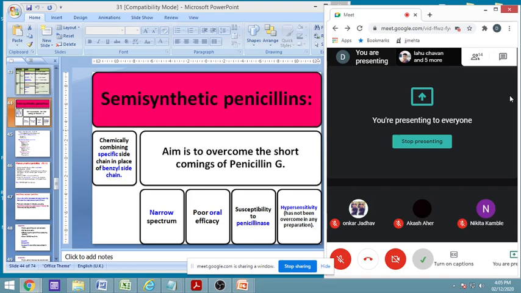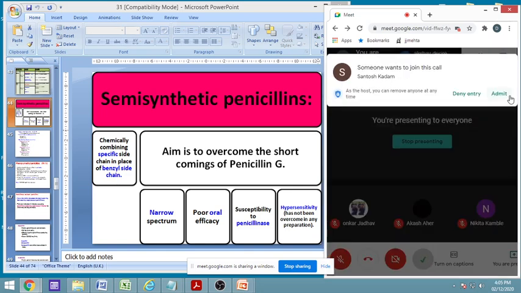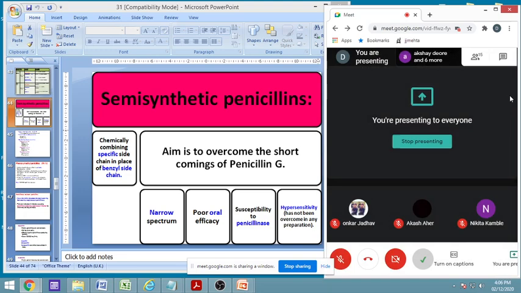As I told you, why they call them semi-synthetic: because half portion is natural, half portion is synthetic. Therefore, we call them semi-synthetic penicillin. How are they half natural? Because 6-aminopenicillanic acid, which is the basic structure, is obtained from fungal cultures, maybe Penicillium notatum or Penicillium chrysogenum. From that, this 6 APA is obtained, and in this 6 APA, the various groups are synthetically attached. So this is chemical combination of a specific side chain into 6-aminopenicillanic acid. We call it a combination of a chain.